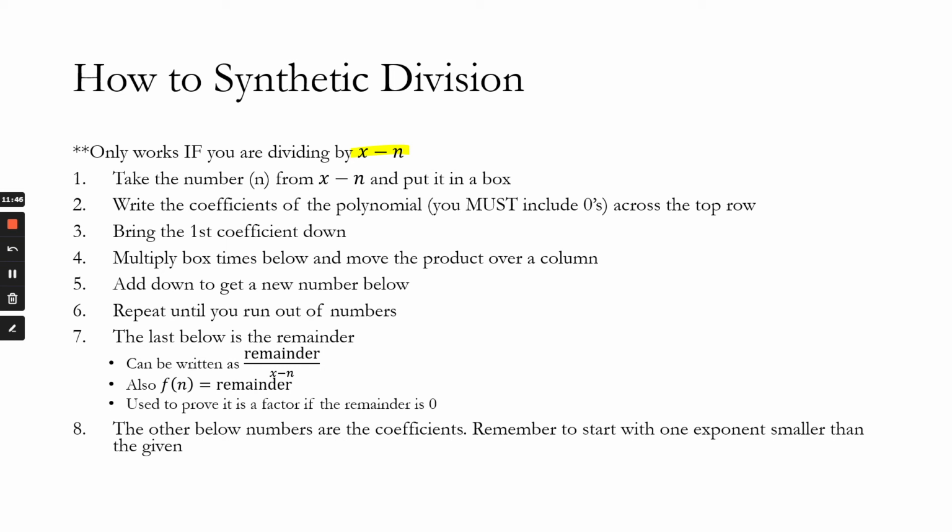We bring the first coefficient down, and then we're going to get in this sort of repeated cycle. So we're going to multiply the box times the number below and move it over. So box times the number, move it over. And then we're just going to repeat until we run out of numbers. Now, these last 2 points are really, really important. The remainder can be a couple different things, and we'll look at that as we get a couple answers.